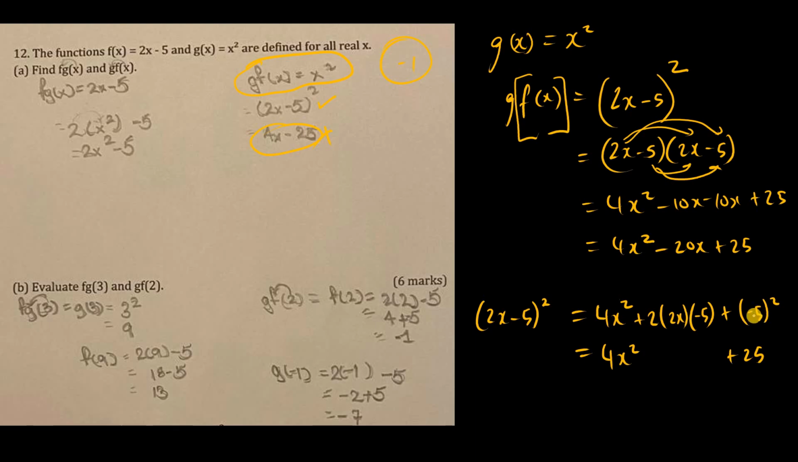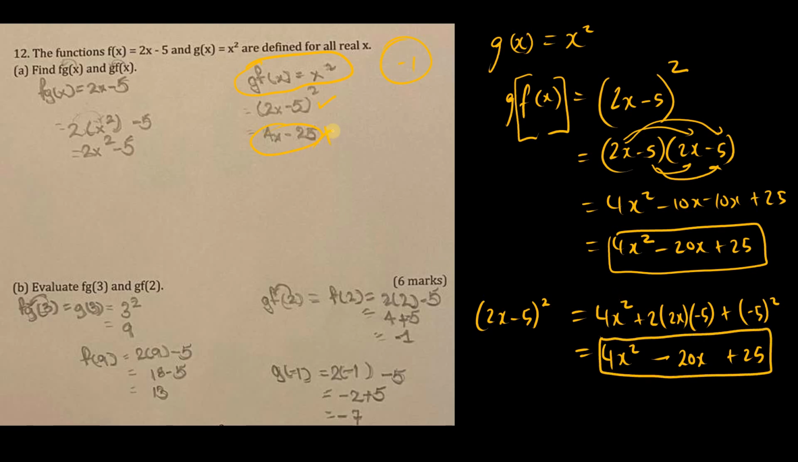Negative 5 times negative 5, same thing that we have here, right? 2 times 2 is 4, 4 times 5 is 20, times x, 20x. Positive times positive is positive, and positive times negative is negative. Same solution. So we're going to make a note of that, why this is wrong. So again, you lose a mark here.